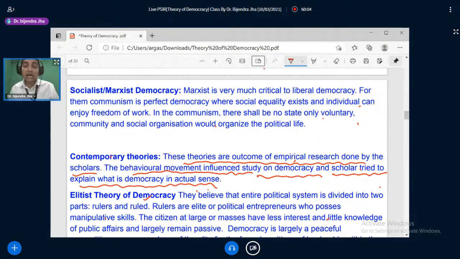This contemporary theory is the outcome of empirical research, empirical study done by scholars of democracy like Robert Dahl, like Joseph Schumpeter. These two people, you must remember the names, Joseph Schumpeter and Robert Dahl. Both conducted empirical research on democracy and wrote a lot about it. Robert Dahl wrote a lot; yesterday I also told you the name of a book, On Democracy, in 1998, but he wrote a lot. We will introduce you when time and context come, not now.